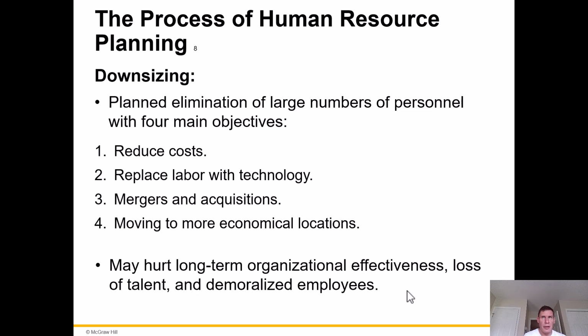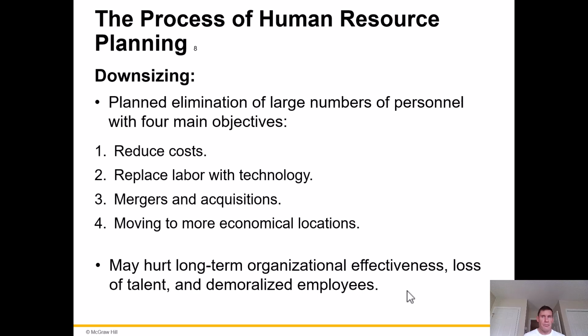So you've seen a lot of US and Western companies that have shifted production overseas for cheaper labor costs, for example. Now this may hurt long-term organizational effectiveness. It could hurt them in terms of loss of talent, and it may also result in demoralized employees. Imagine you work in a team of say 10 people.